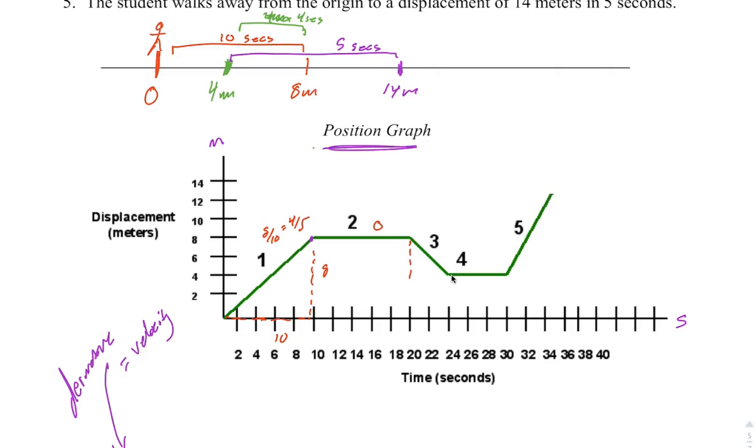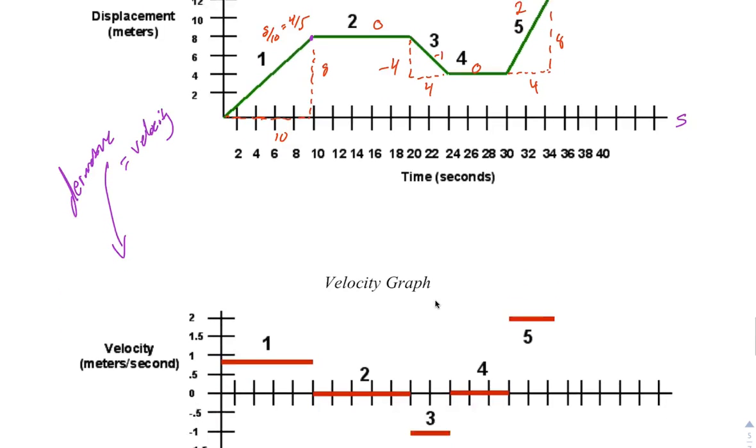This one, we went from 8 to 4, so negative 4, and then it took us 4 seconds. So that's negative 1. And then we're at 0. And the final one, we went across. It took us 5 seconds to go across, and we went up 10. So 2. So if we just graph those, we get something like this.